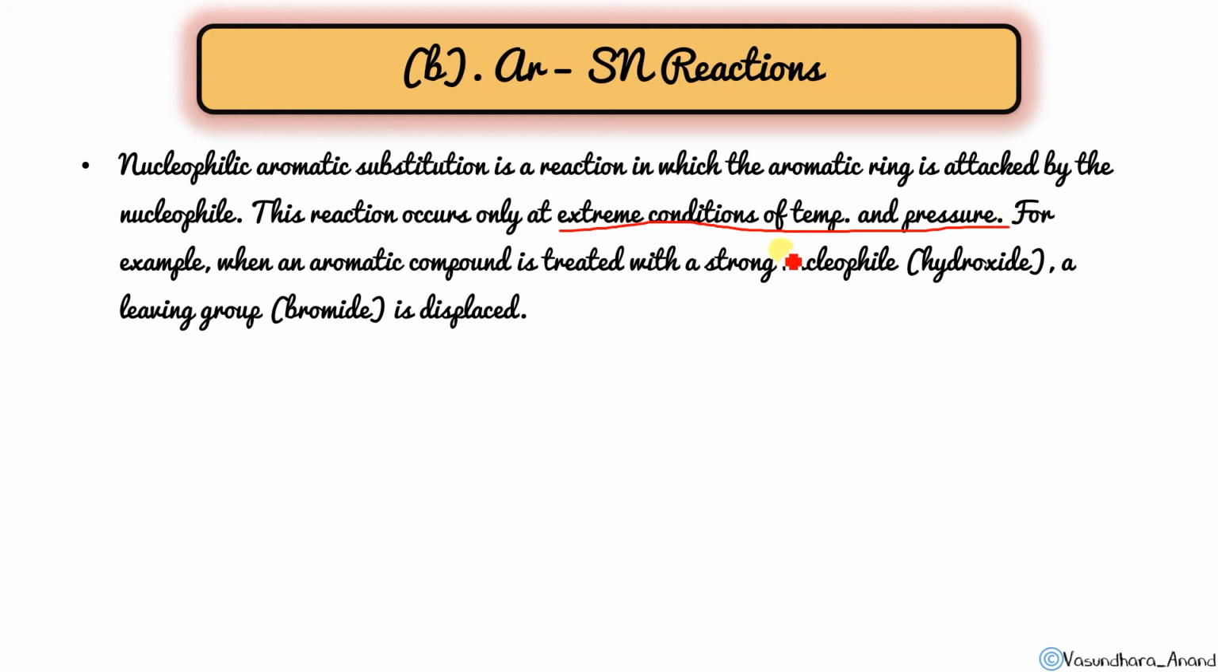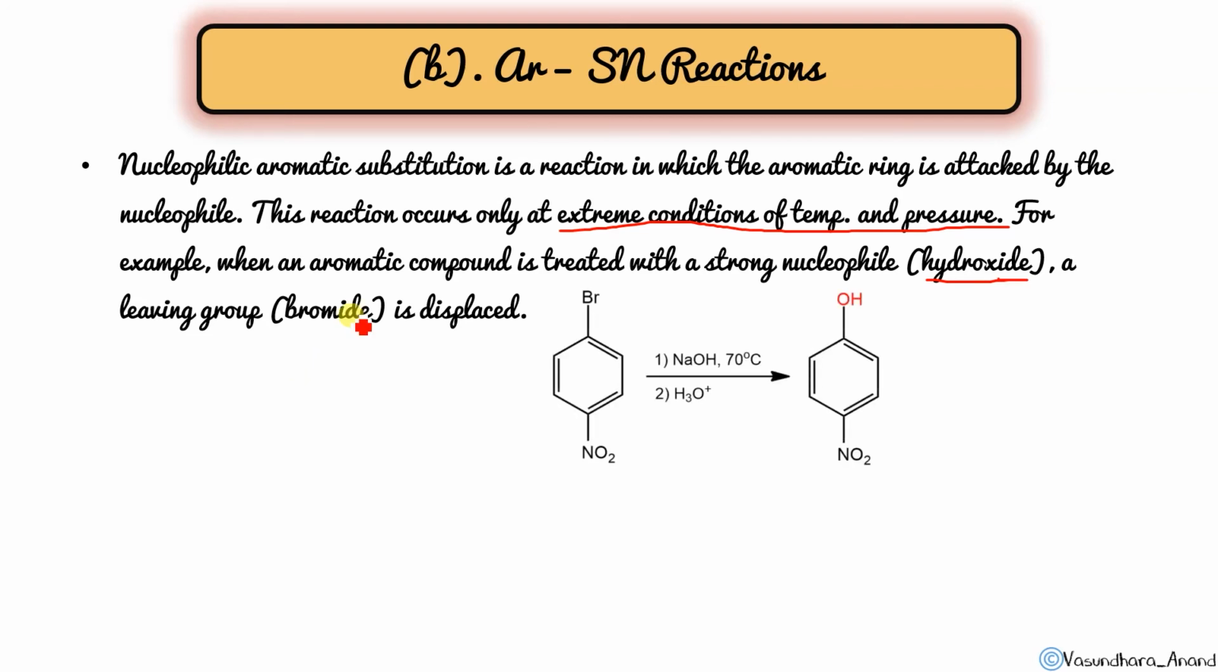For example, when an aromatic compound is treated with a strong nucleophile, which is considered as hydroxide, a leaving group like bromide or chloride, whatever it is, is displaced. Okay, so this is the reaction: bromonitrobenzene. If a nitro group is there, with NaOH, and we have given this extreme condition of 70 degrees Celsius, the bromine will be replaced by OH.